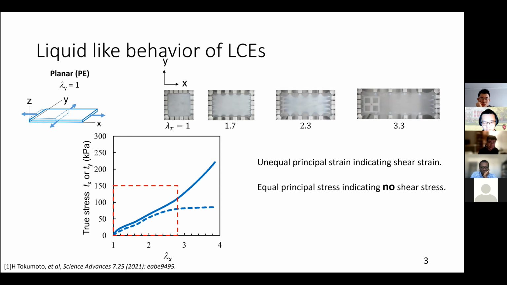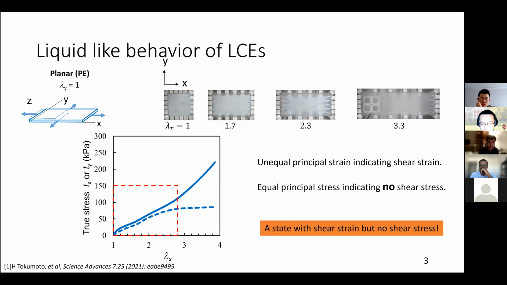So what it means is that the material is in a state where it has shear strain because of the unequal principal strain, but there's no shear stress because the principal stress is the same. So it reminds us of a property of a liquid, where there is some shear strain but no shear stress. But how do we understand this? That's the beginning of our story today.